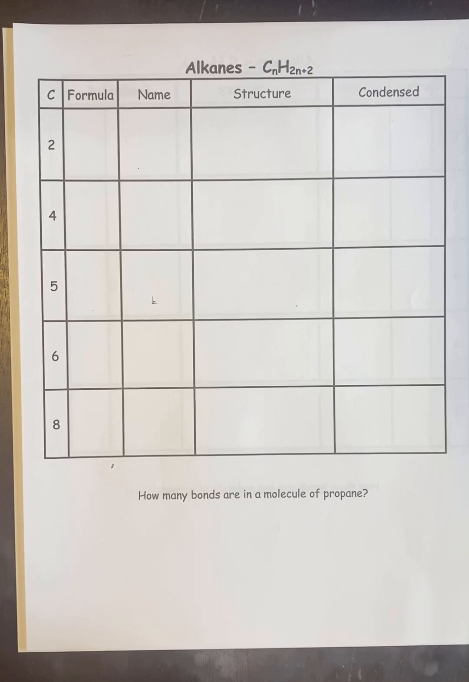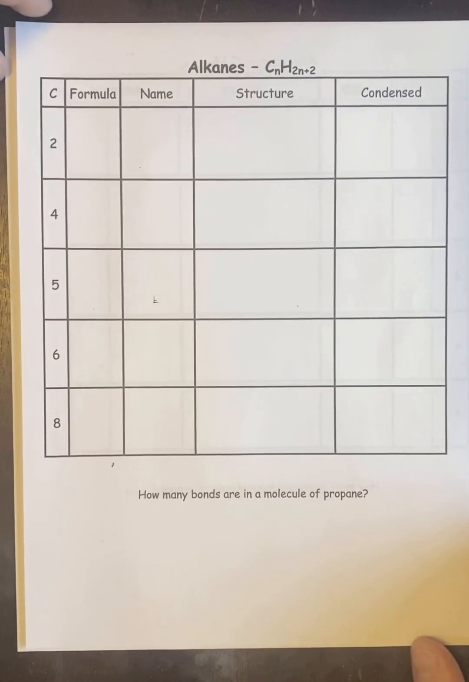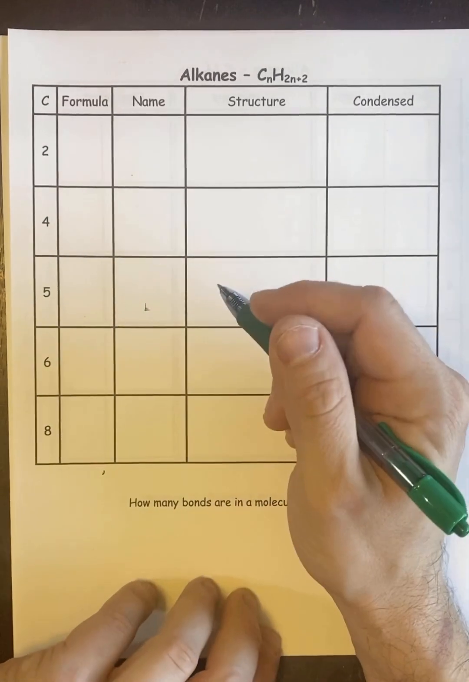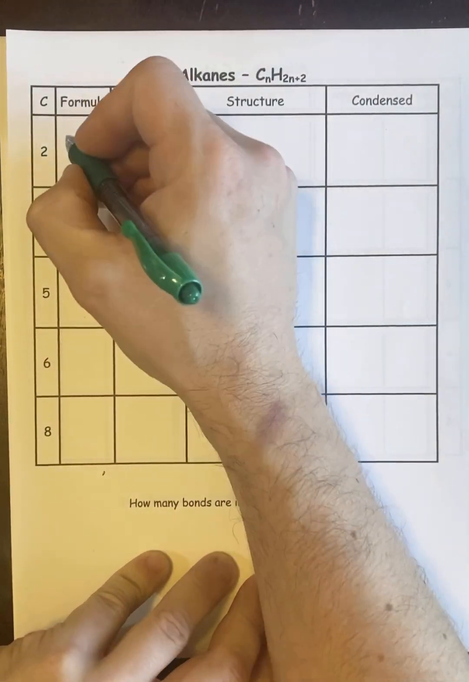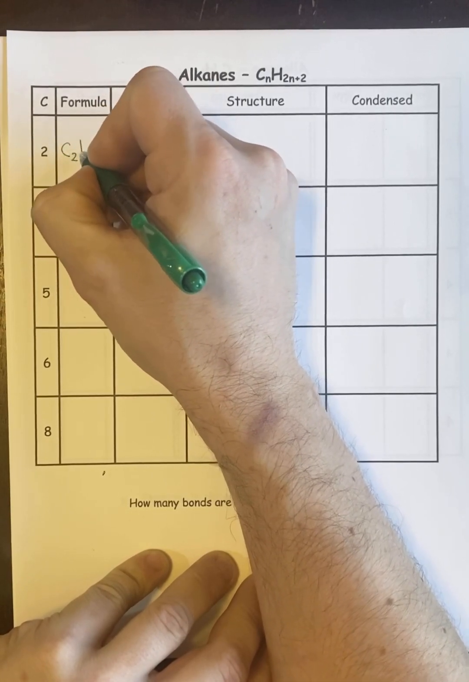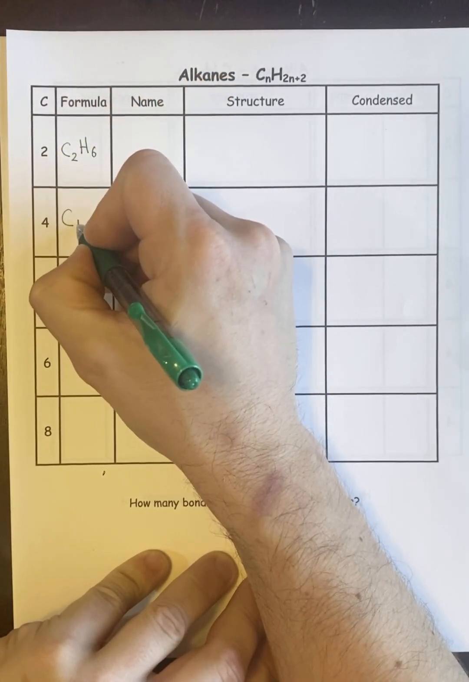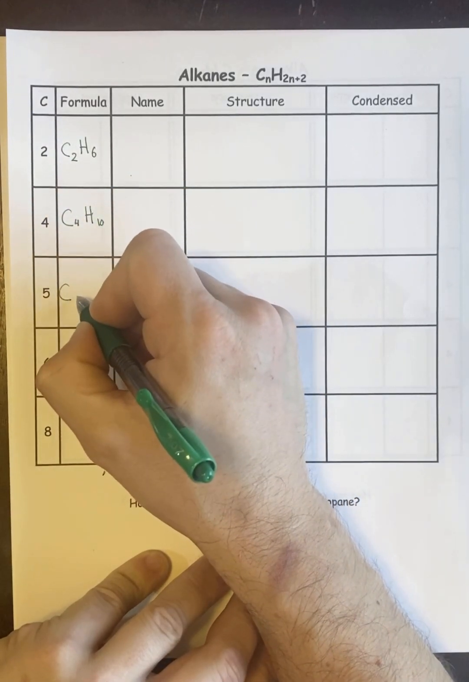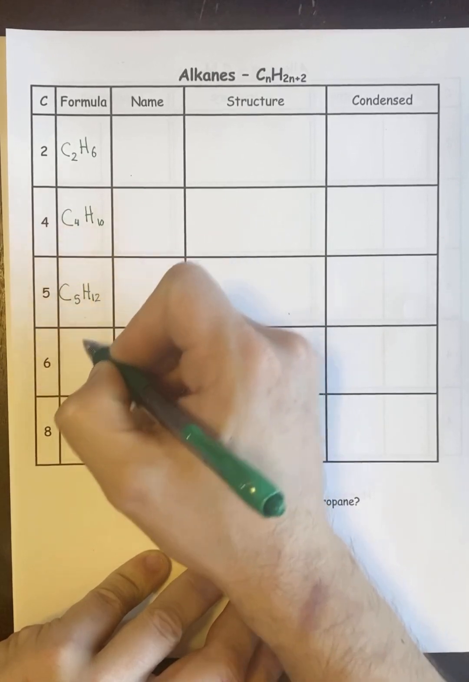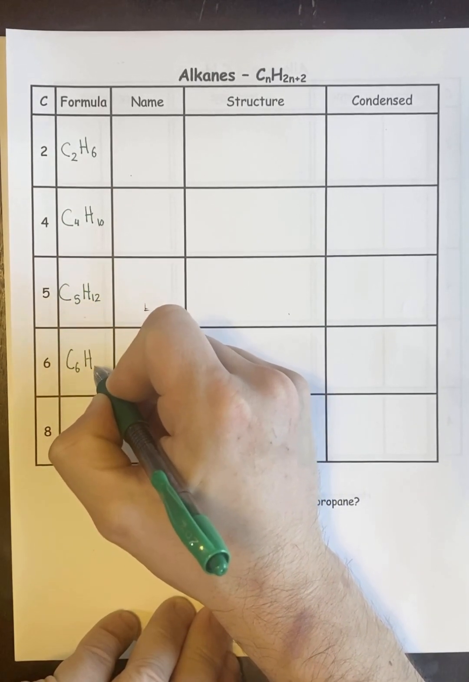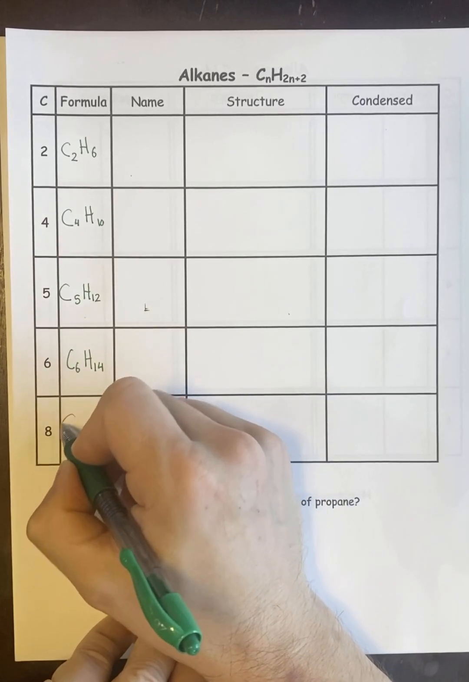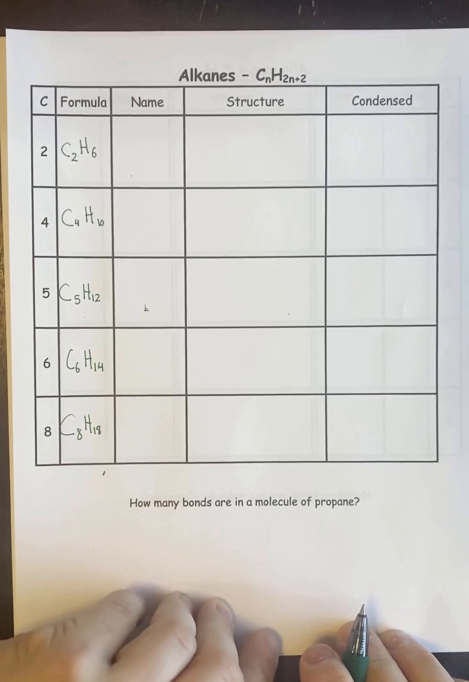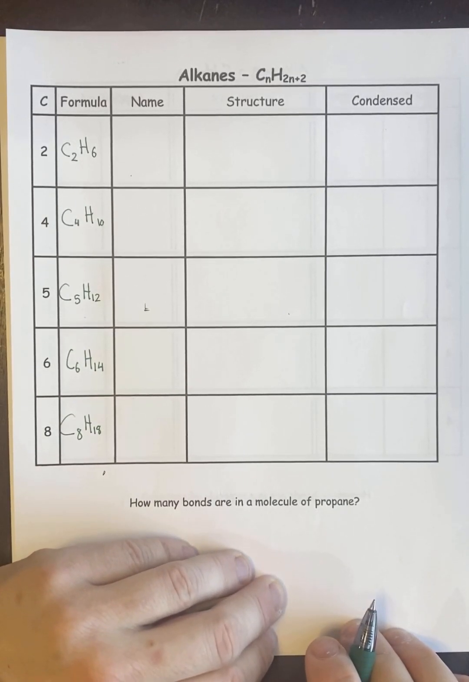So for naming alkanes, these guys have all single bonds, so this makes the naming very easy. If your formula says there's 2 C's, you're going to write out your general formula, C2H6, C4H10, C5H12, C6H14, and C6H18.